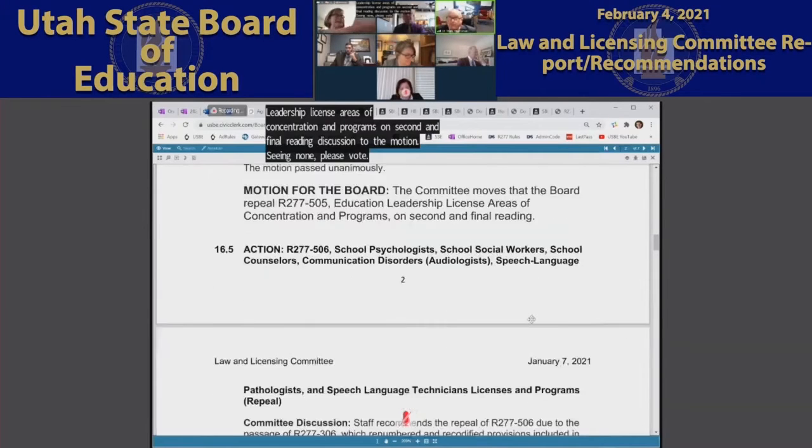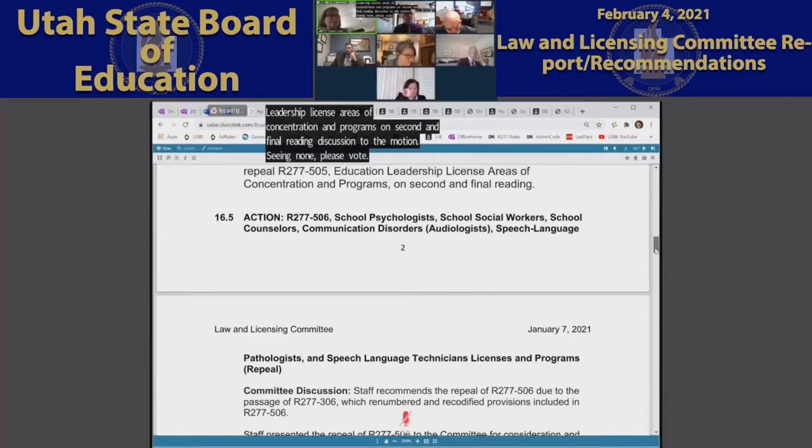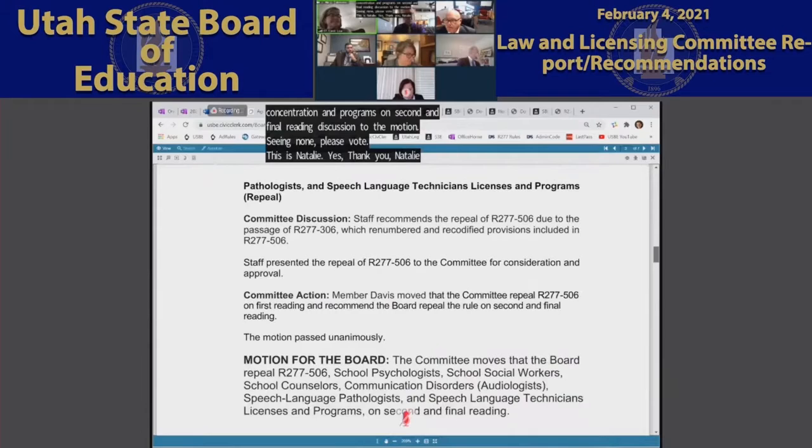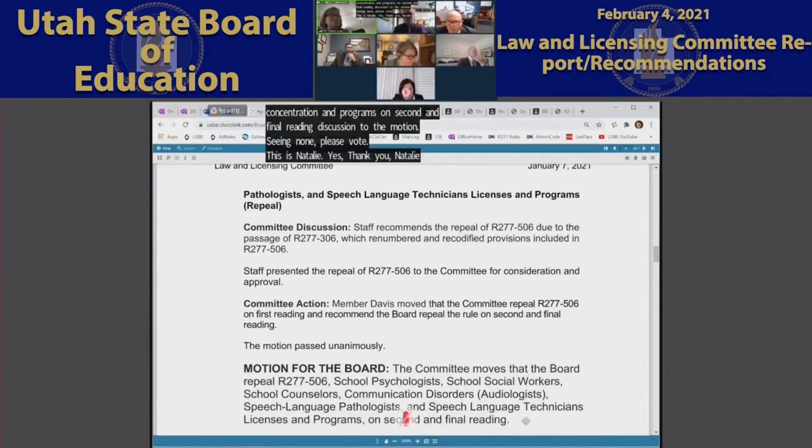Please continue. Item 16.5, similar rationale to the previous one. This is R277-506, school psychologists, school social workers, school counselors, communication disorders, audiologists, speech language pathologists, and speech language technician licenses and programs. The motion for the board is that the committee moves that the board repeal R277-506. I won't repeat the title of the rule again, on second and final reading. Okay.